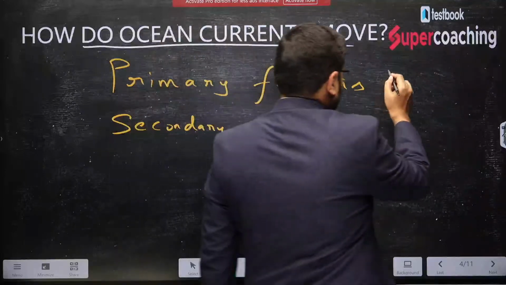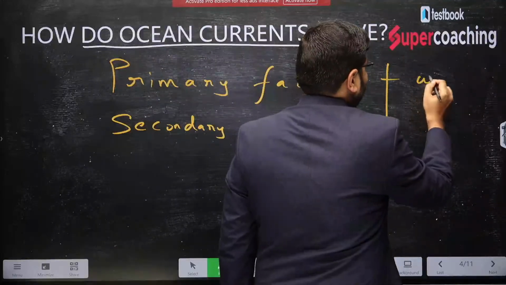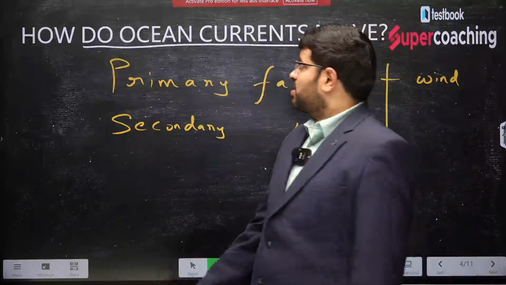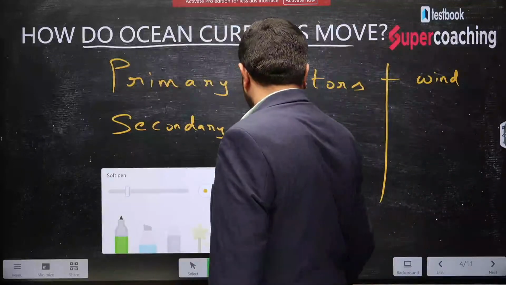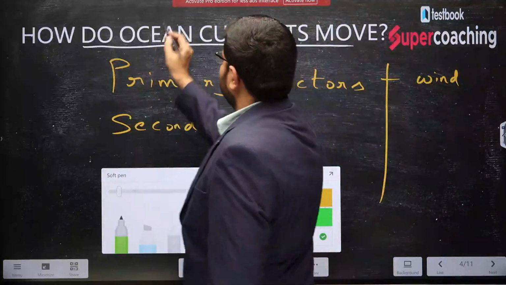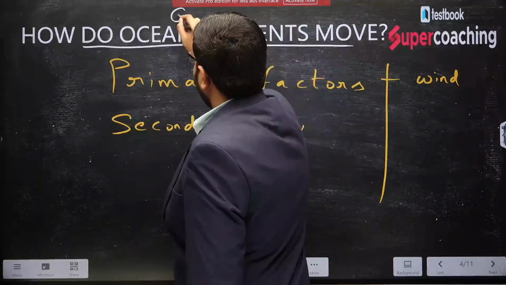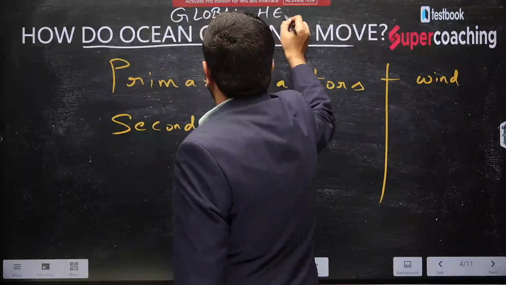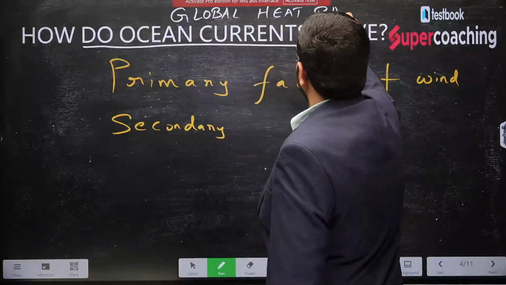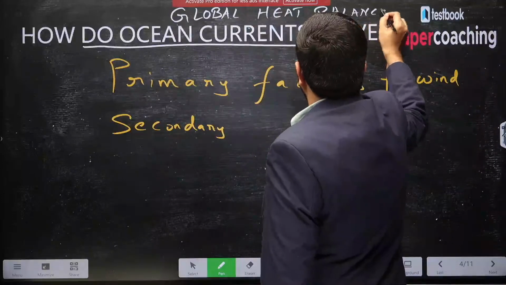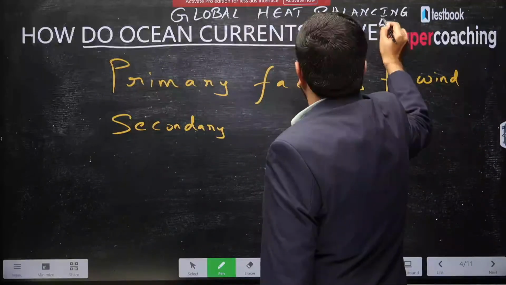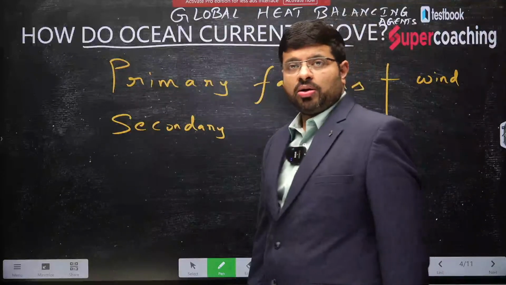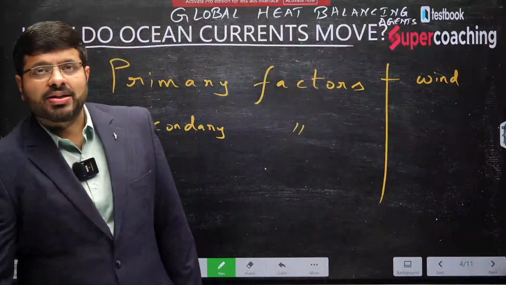One of the most important things you can find is wind. In fact, ocean currents are regarded as what? They are regarded as global heat balancing agents. Ocean currents are regarded as global heat balancing agents.